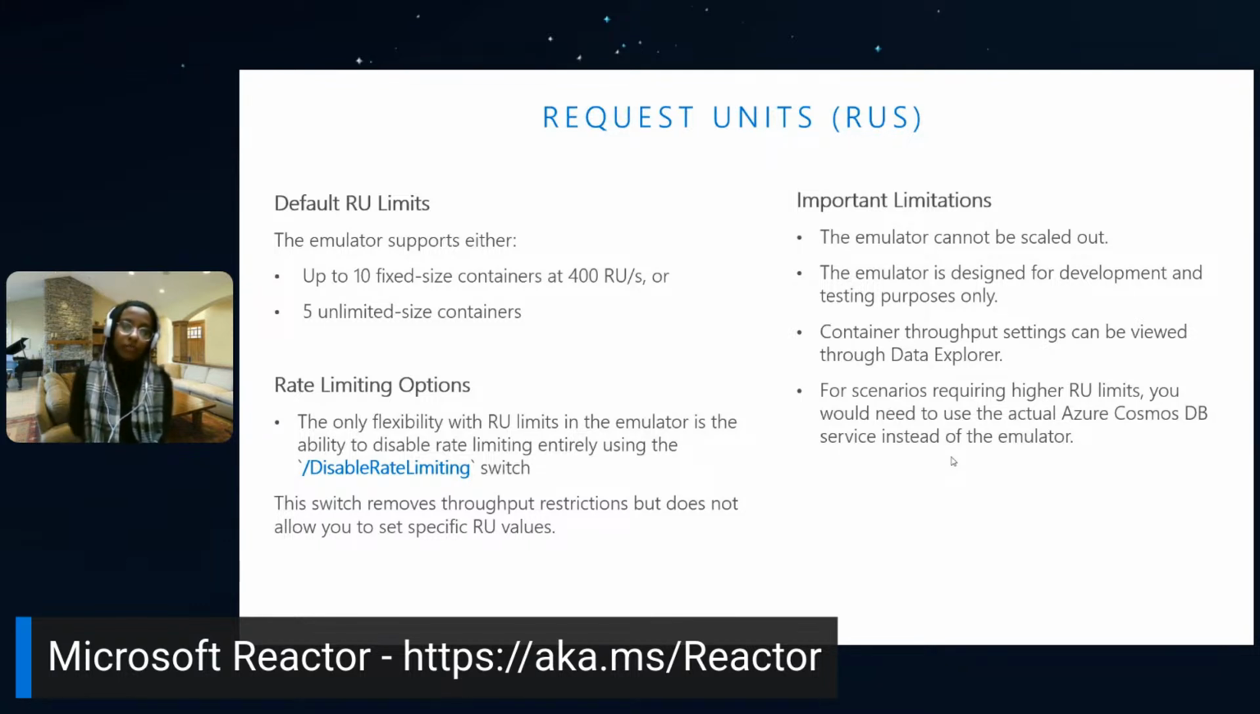So you are not dealing with a cloud, you are just dealing with something that you can test and learn with. It is just for testing purposes. Don't put it in your production applications. Just use it when you need to learn or test on your own or in your development phase. The container throughput settings can be viewed using Data Explorer that we have just seen, and we refresh every time we do a different operation to see the results. If you have scenarios that require higher RU limits, then you need to go to the Cosmos DB service on the Azure portal instead of the emulator itself.